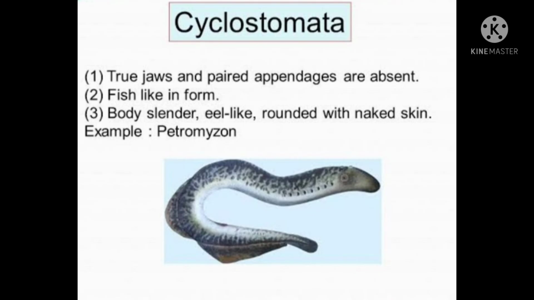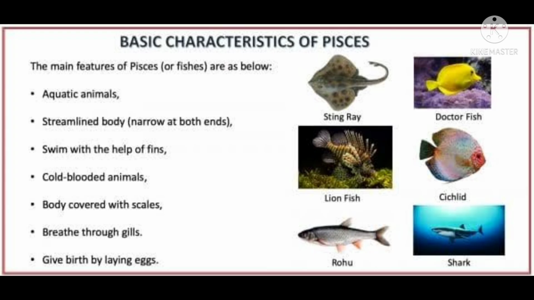Next, coming to class Cyclostomata. Cyclostomata are jawless vertebrates. They are characterized by an elongated eel-like body, circular mouth, slimy skin, and are scaleless. They are ectoparasites or borers of other vertebrates. Under this, Petromyzon, commonly known as lamprey, and hagfish are the examples.